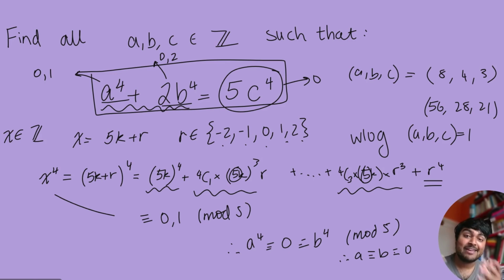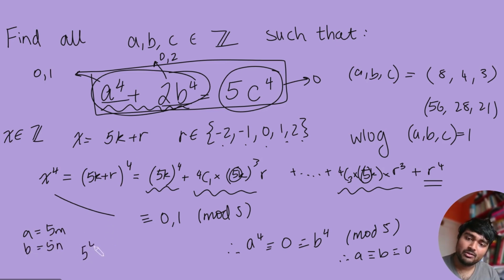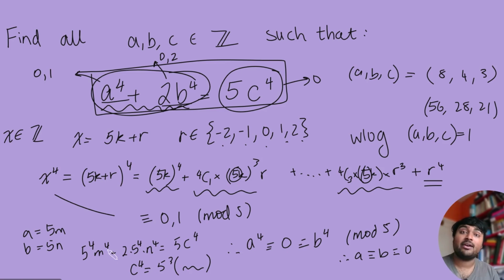But the issue with this is if a and b are multiples of 5, if we just sub them into this, so let's say a is 5m, b is 5n, and sub them in here, we're going to get 5 to the 4 times m to the 4 plus 2 times 5 to the 4 times n to the 4 equals 5c to the 4. And if I just divide everything by 5, I get that c to the 4 is 5 cubed times something, because these 5 to the 4s will turn into 5 cubes. But in particular, c to the 4 is a multiple of 5. And that means that c is also a multiple of 5. So c is congruent to 0 mod 5.